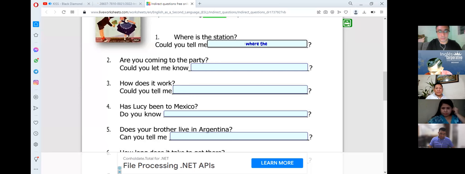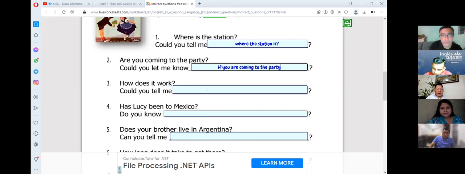Where the station is. The station, sí. Okay. The second one. Will you let me know if you are coming to the party? El if me suena, pero no sé si lo lleva. Yes, sí, con el if. Yes, with if. The party. Next. Could you tell me how it works? It works. Yes, because it's an auxiliary.